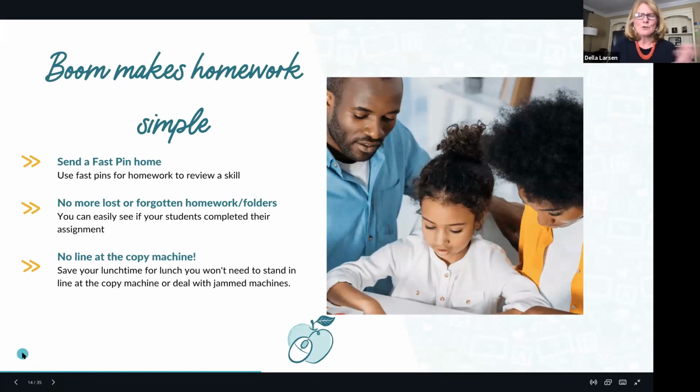So another great way to use Boom is for homework. Now I'm going to just come clean with you right now. I am not a fan of homework. Especially in the younger grades, and honestly even in the upper grades, I just think kids should be outside playing outside. And when they're inside, I think they should be reading books, and they should be talking to the people in their house, talking to their parents, talking to their siblings. I would much rather my kids go home and talk for 20 minutes than do almost anything else that I can think of.